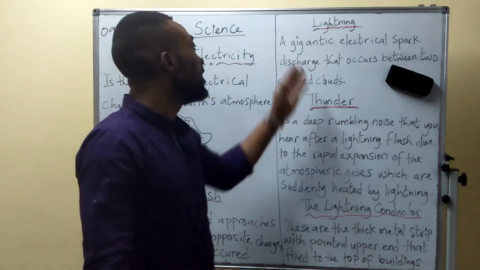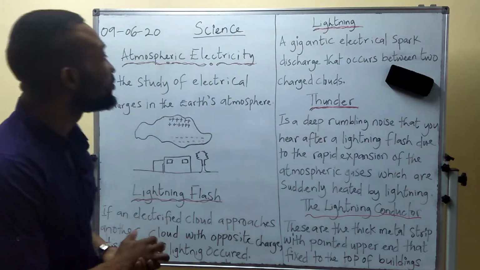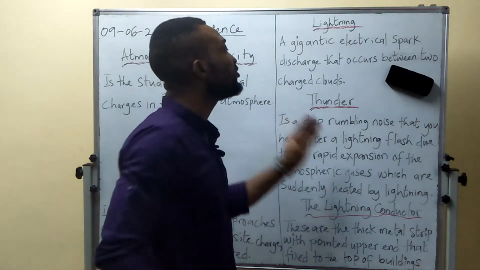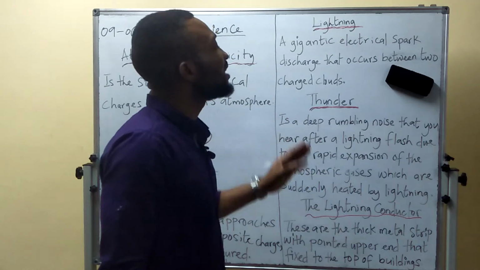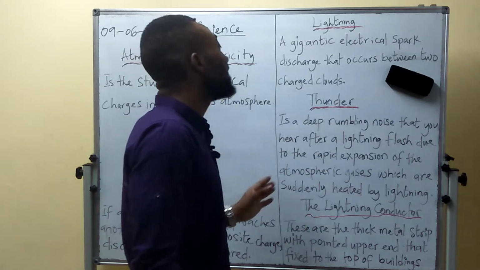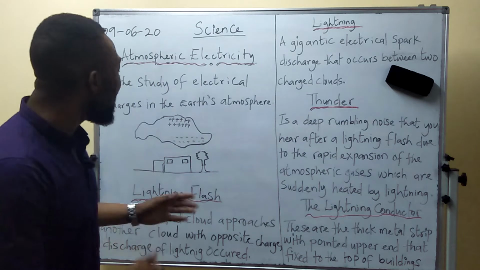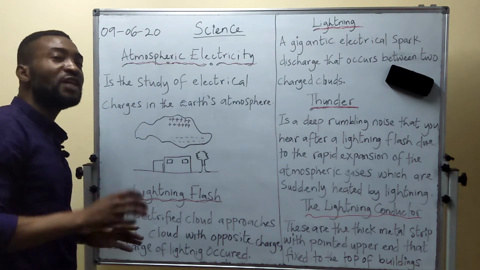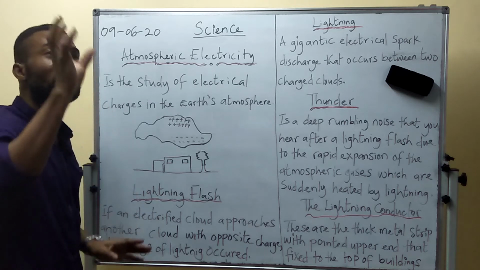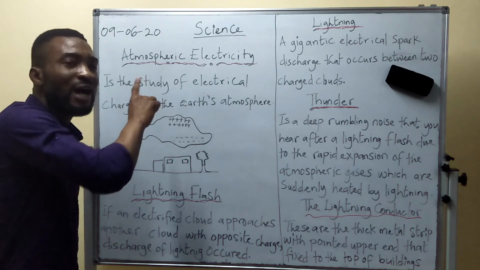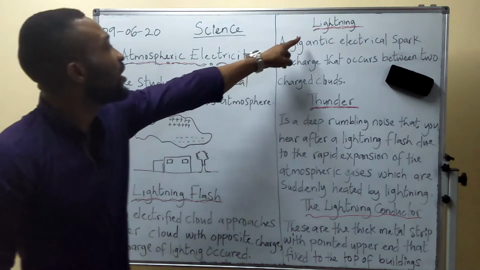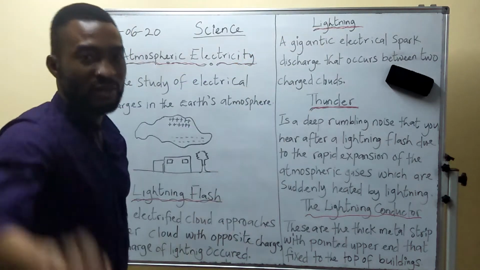The second one is lightning. What is this lightning? It's a gigantic electrical spark discharge that occurs between two charged clouds. After this lightning flash occurs, during the rainy season, if you look into the cloud, you will see something like a light that will strike, and that is the lightning.